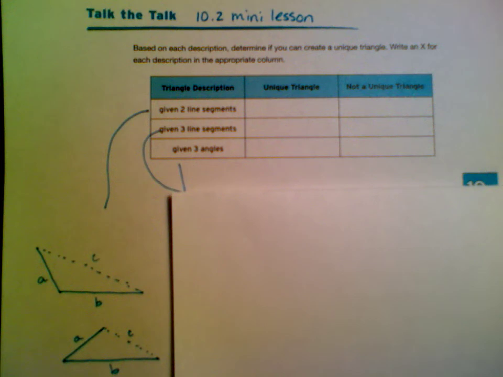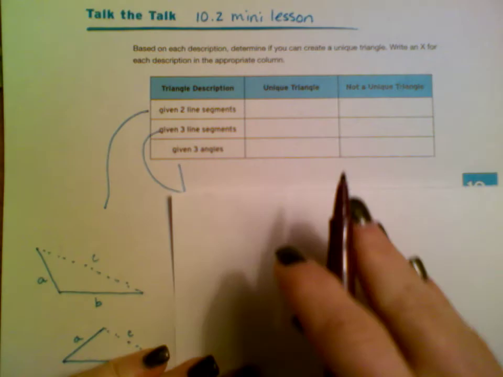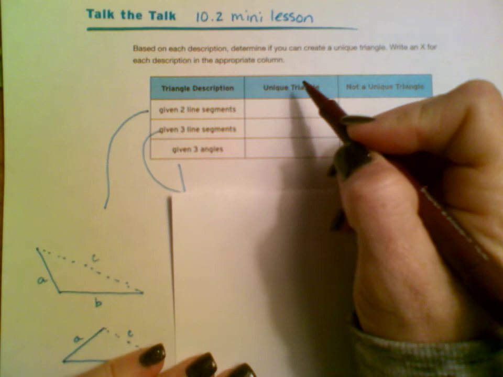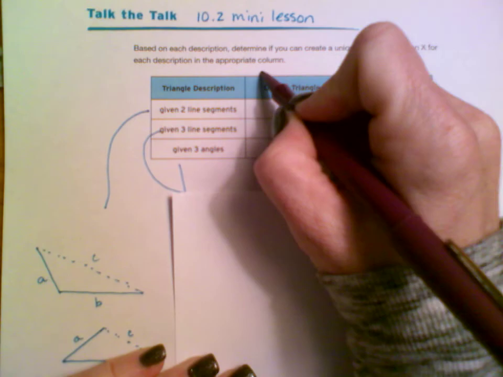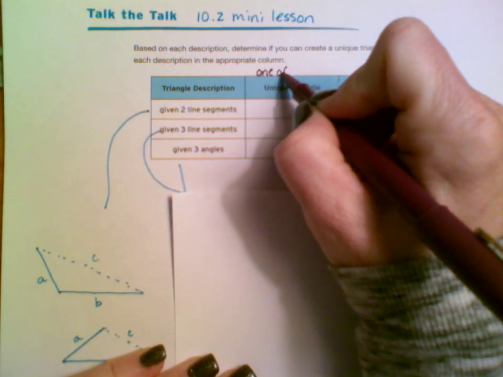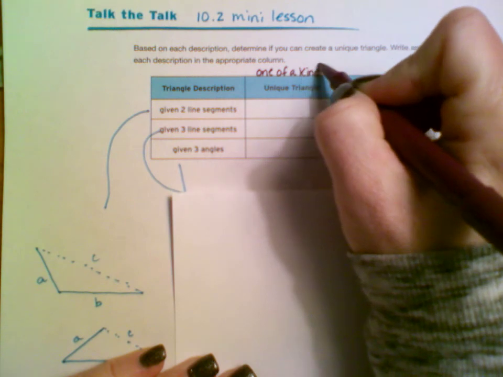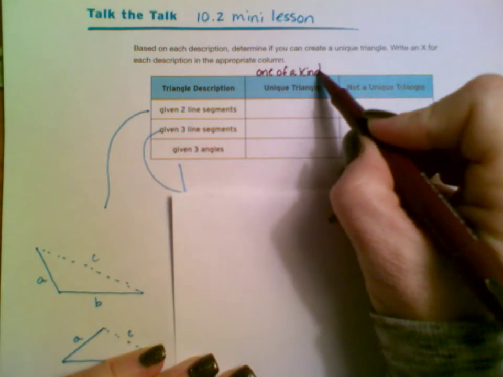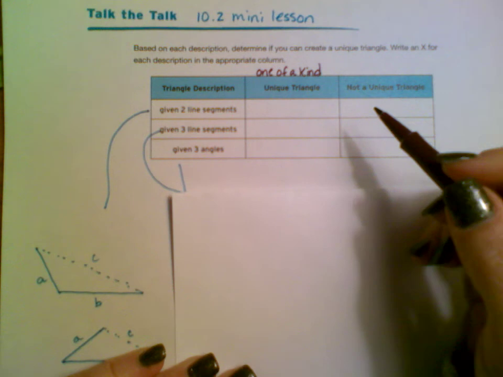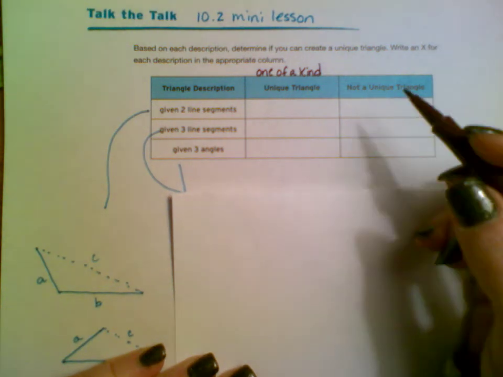This is the 10.2 mini lesson, and it's really about trying to figure out if triangles are unique or not. So we need to figure out what those words mean. If we talk about someone being unique, they're kind of one of a kind. If something's not unique, there's usually a lot of things that are the same.